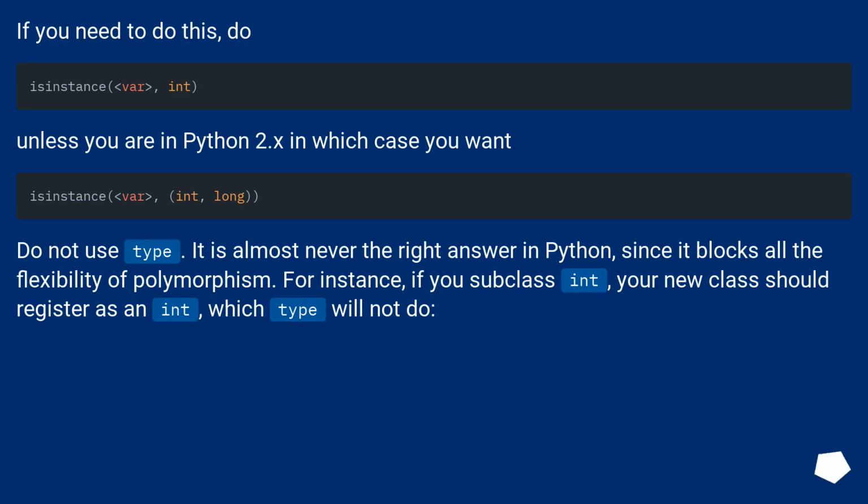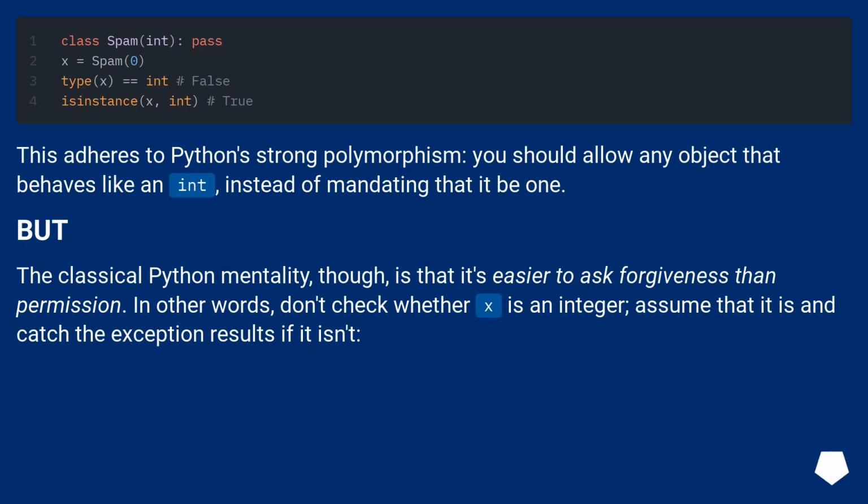Do not use type. It is almost never the right answer in Python, since it blocks all the flexibility of polymorphism. For instance, if you subclass int, your new class should register as an int, which type will not do. This adheres to Python's strong polymorphism. You should allow any object that behaves like an int, instead of mandating that it be one.